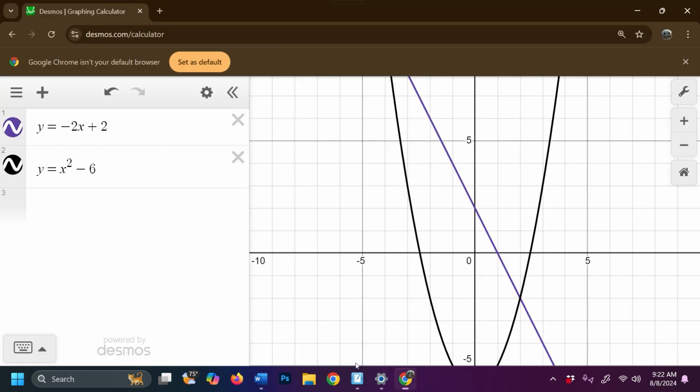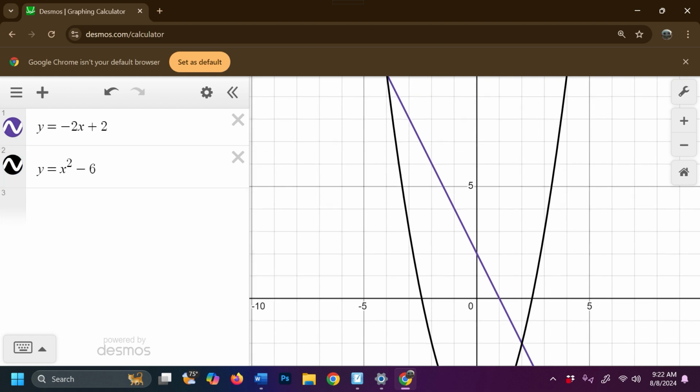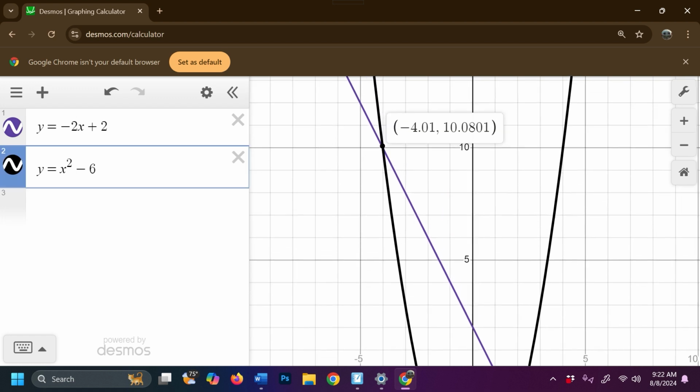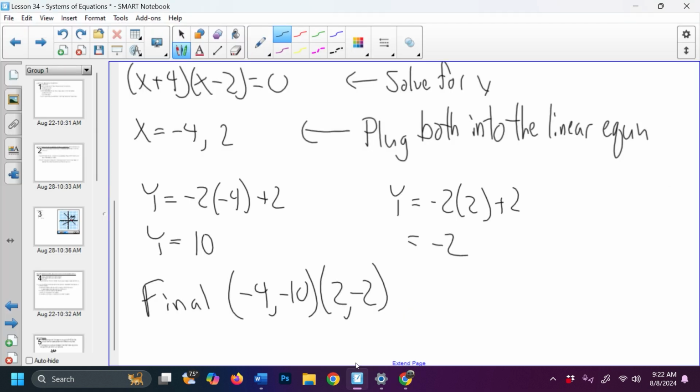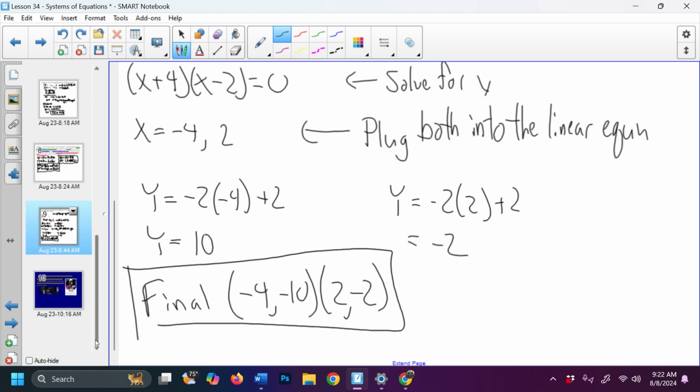And if we go back to Desmos, 2, negative 2, and then the other one was negative 4, 10. So we are correct. Put a box around that. And that is all I got for today, folks.